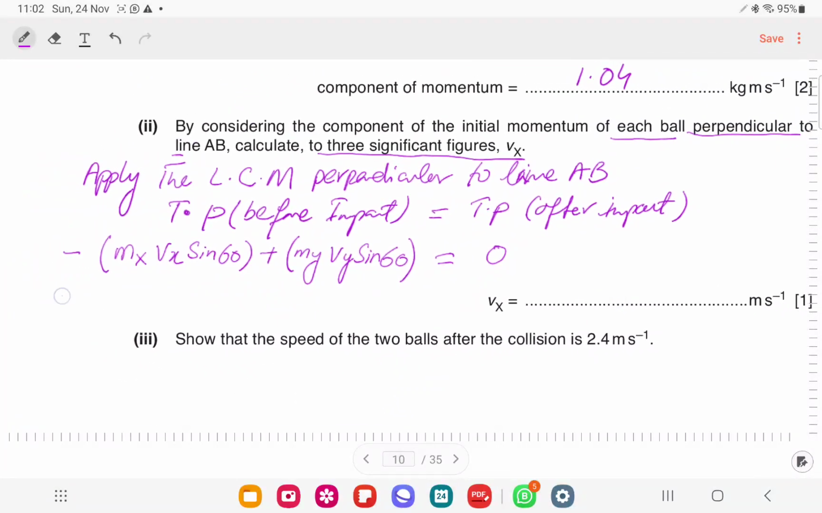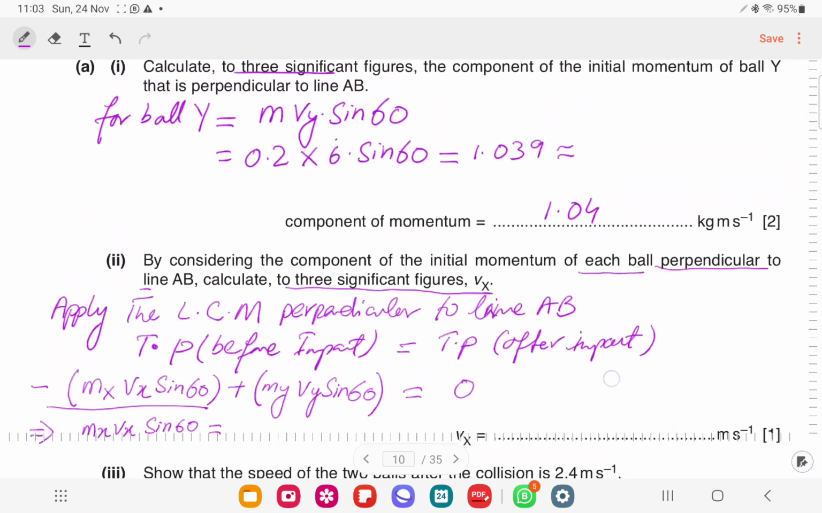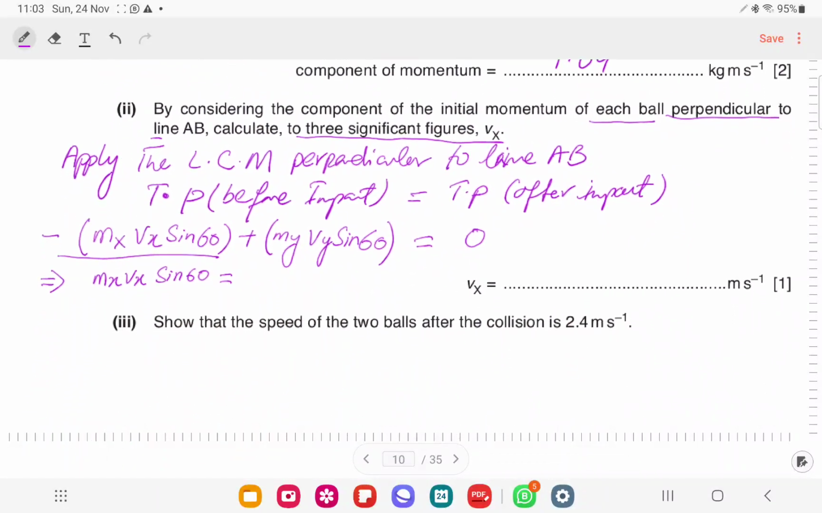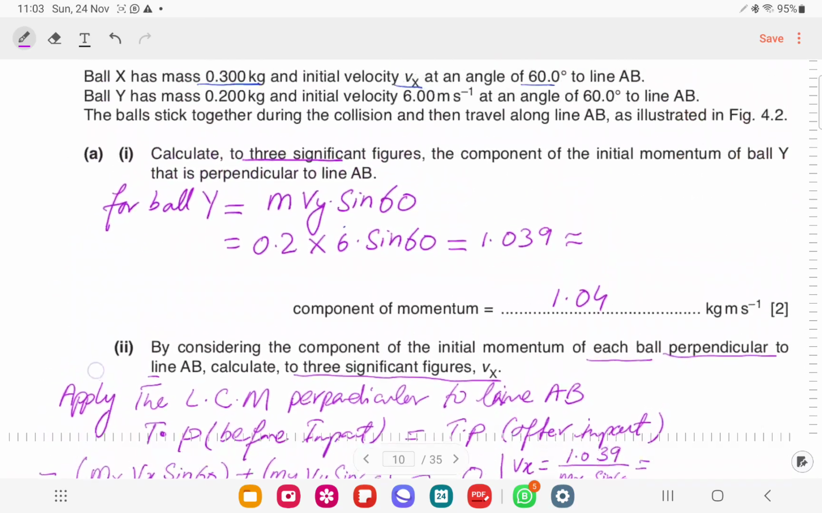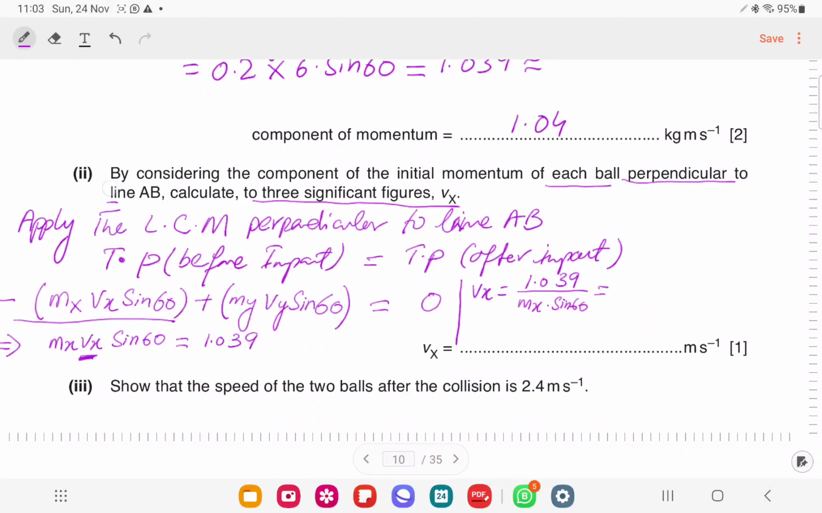Okay, so now if we shift this quantity over there on the other side of equality, we have mx vx sin 60 equals to, now my vy sin 60 was 1.04, your original is 1.039. See, only vx is left. So here, what will the value of vx come out to be? 1.039 divided by mx into sin 60. Now I am solving this. Mass of x is 0.3, okay, 0.3.